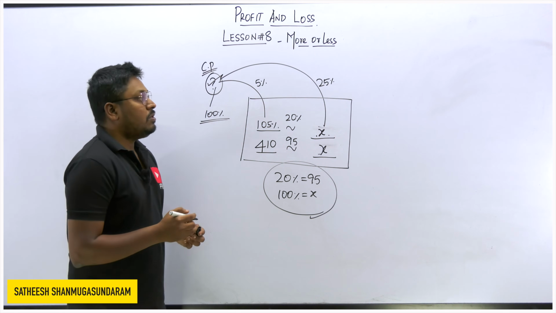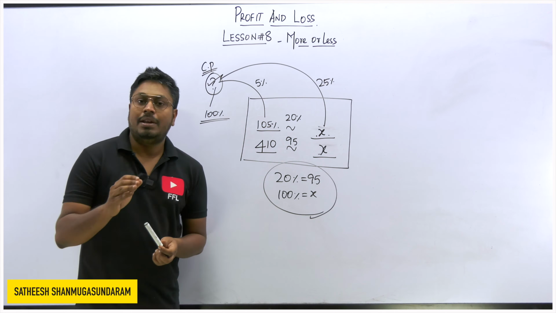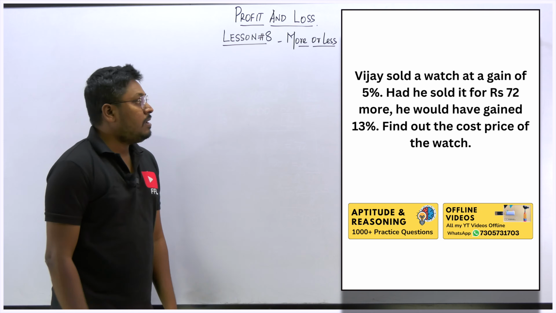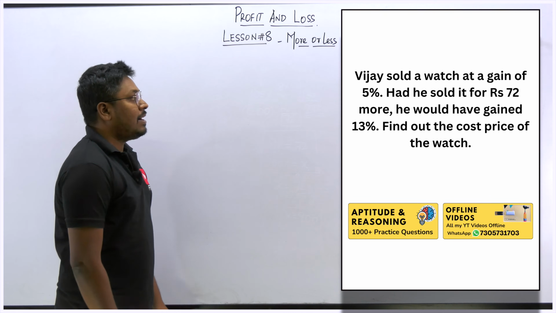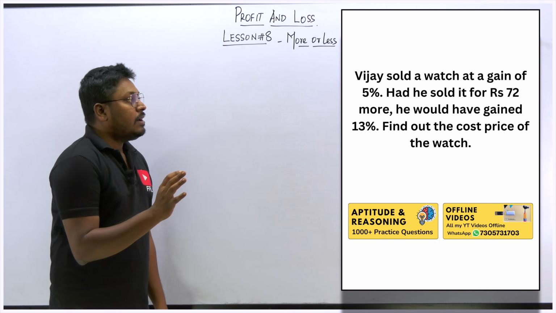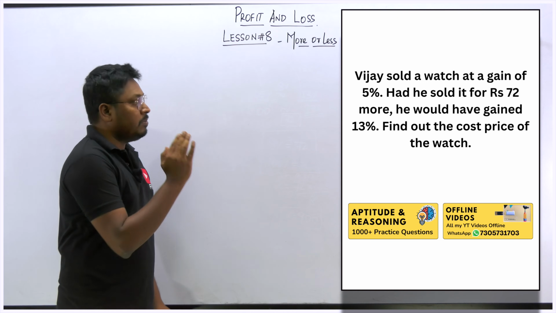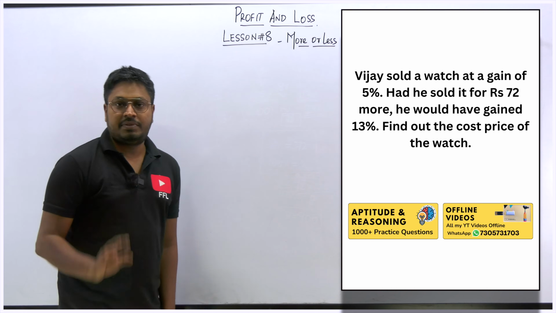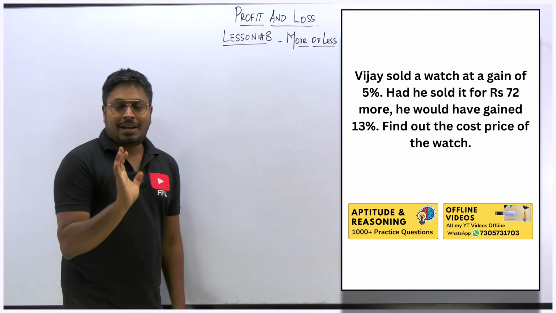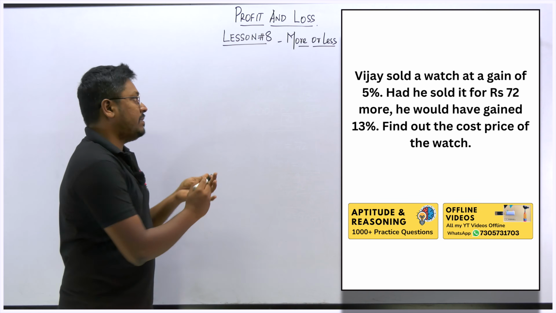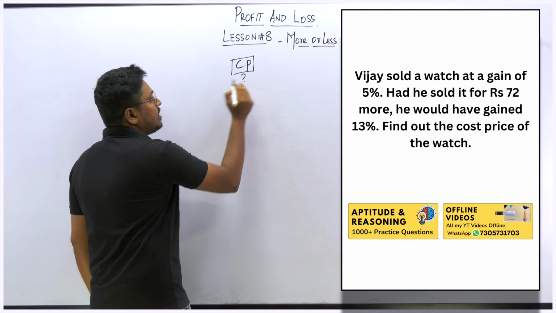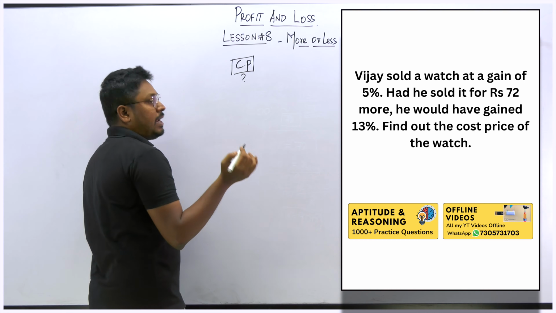So now let me move on to the question based on the more-or-less concept in lesson number 8. Here is the first question. Vijay sold a watch at a gain of 5%. If he had sold it for 72 more, he would have gained 13%. Find the cost price of the watch. So similarly, our target is to find the cost price of the watch. The cost price is unknown here, right? But they have given two data.